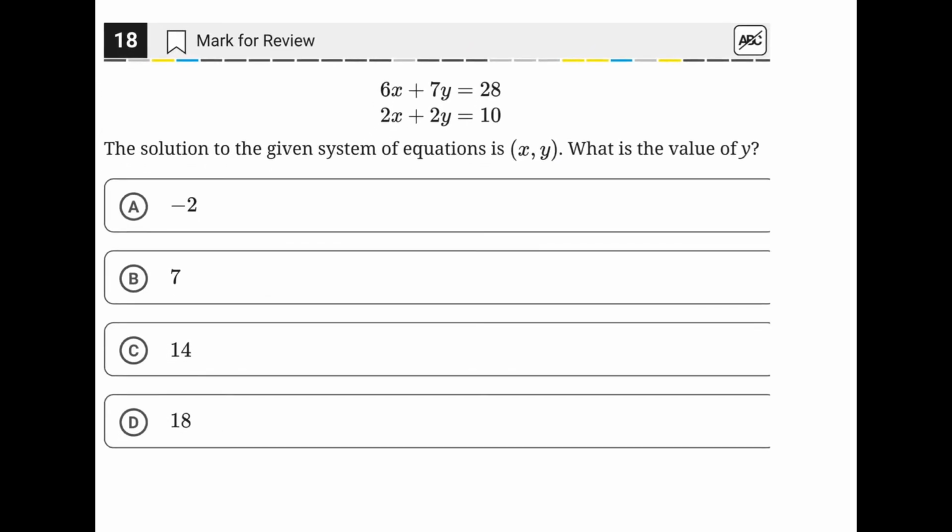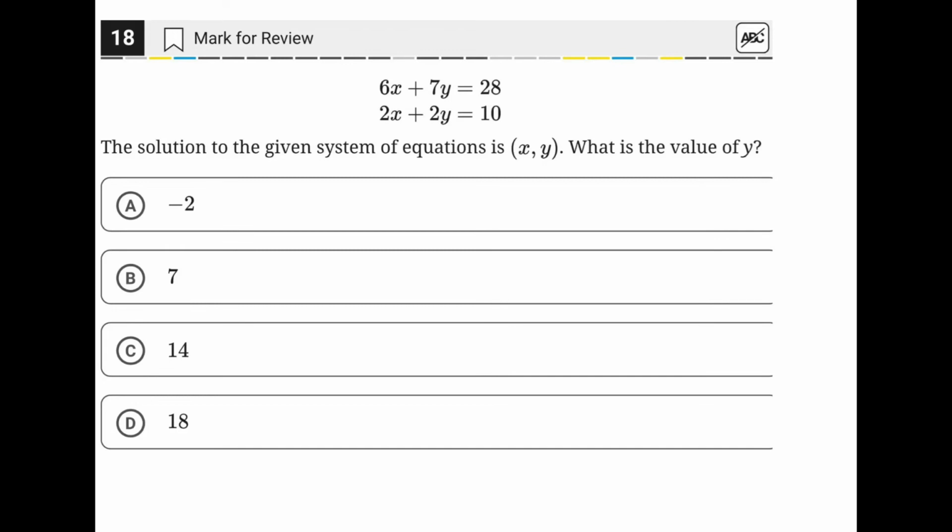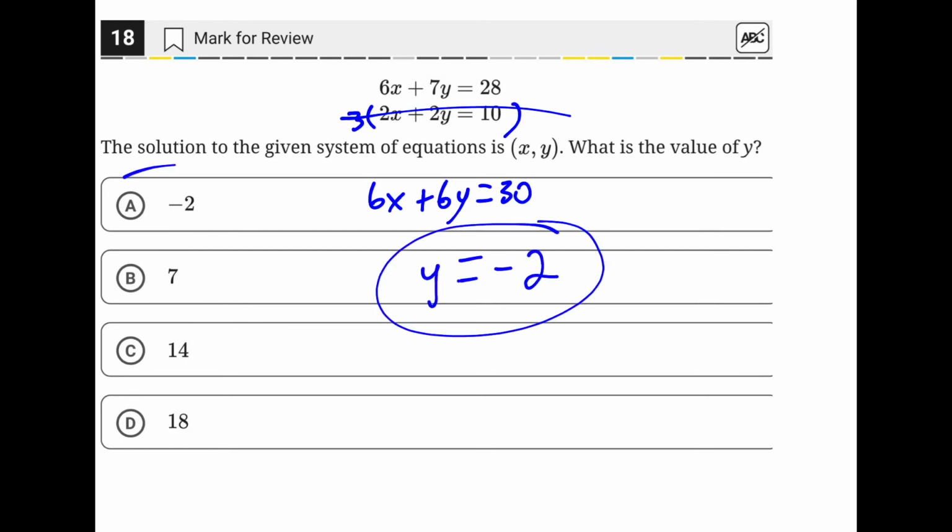18 is a systems of equations problem. I would probably use elimination. I'm noticing that if I triple this bottom equation, I can make my x-coordinates line up. So I will go ahead and do that, and I'm going to subtract all three straight down because that'll cancel out the x's. So I'm left with y is equal to negative 2, which turns out to be the answer because they only want a coordinate. They're expecting you to do it this way.